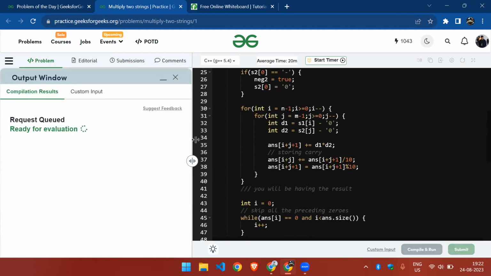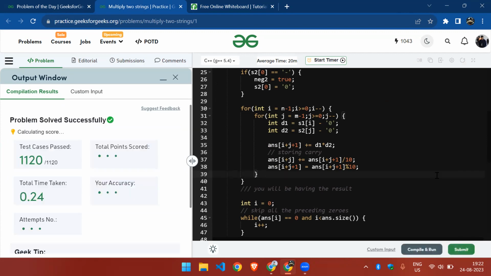So I hope you understood the problem and you were able to solve from this walkthrough. Right? As you can see, it is working fine.